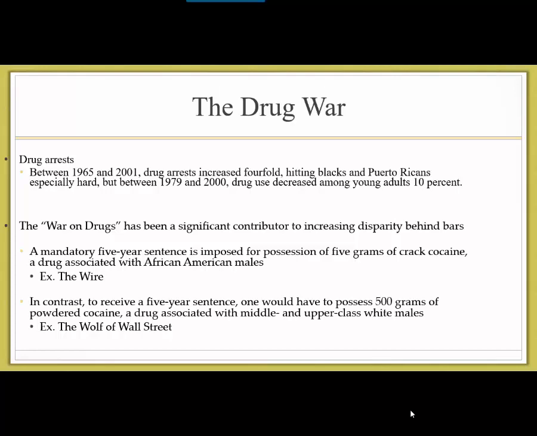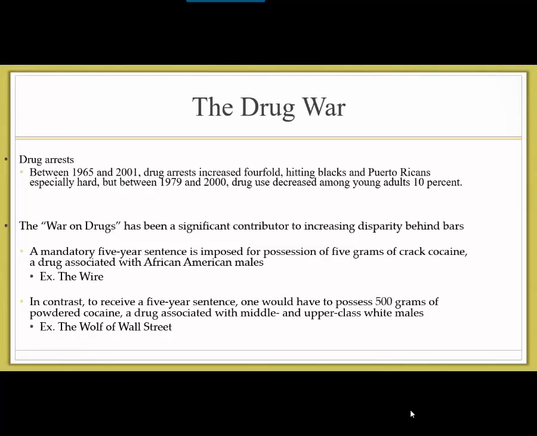So if you ever watch the movie or the TV show The Wire, or the movie The Wolf of Wall Street, they kind of illustrate who the prototypical crack user versus cocaine user was. So 5 grams of crack cocaine would get you a mandatory 5-year sentence, and this certainly contributed to that boom in African American male drug conviction rates during that time. But in order to receive a 5-year sentence for cocaine, you would need to have 500 grams.